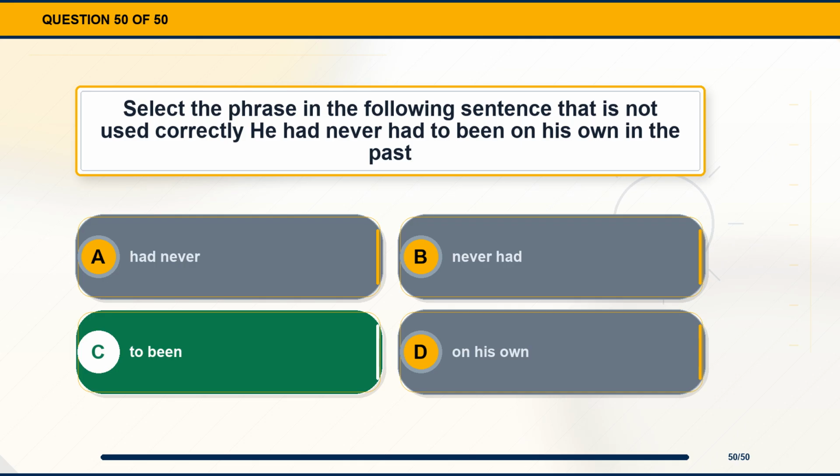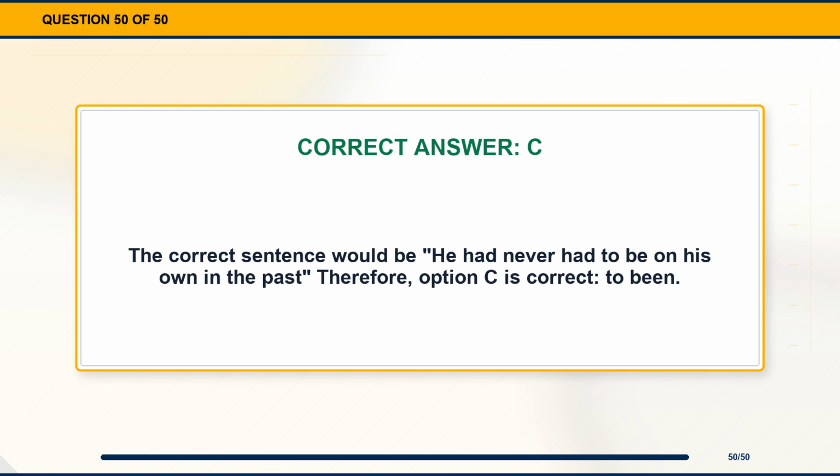The correct answer is option C, to been. Explanation: the correct sentence would be he had never had to be on his own in the past. Therefore, option C is correct, to been.